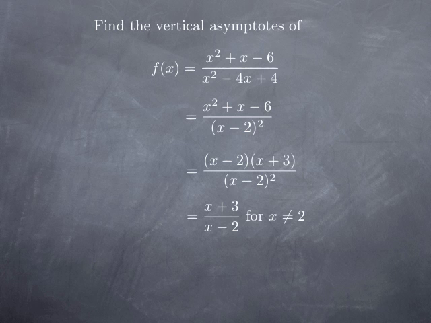and the bottom is still 0 when x is 2, while the top now is going to get close to 5 as x gets close to 2. In other words, when x gets close to 2, the top gets close to 5, the bottom gets close to 0, and therefore we get again an infinite limit. Therefore, x equal 2 is an asymptote.